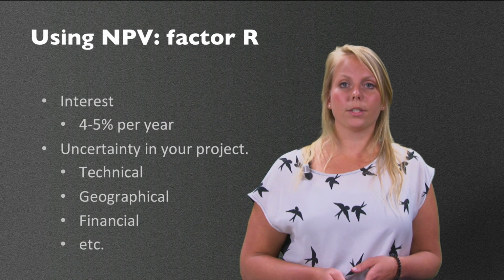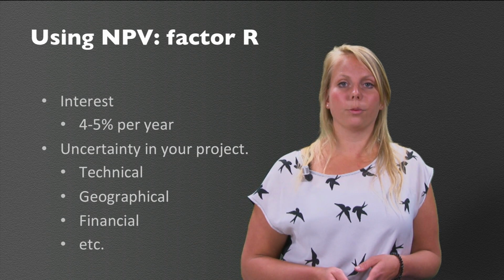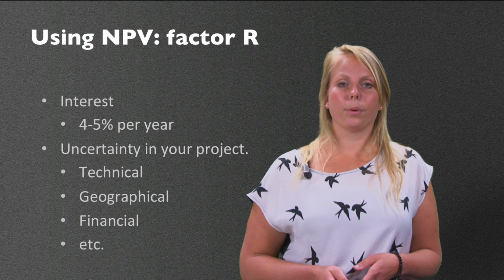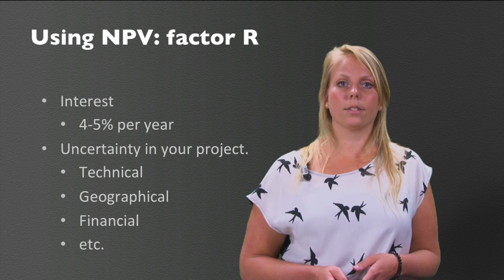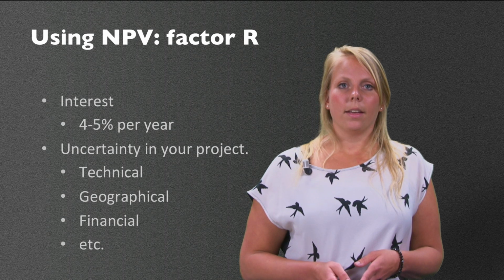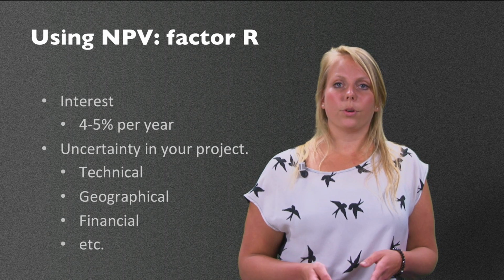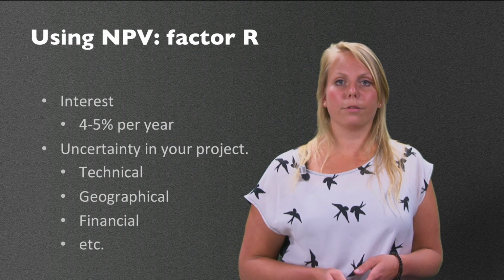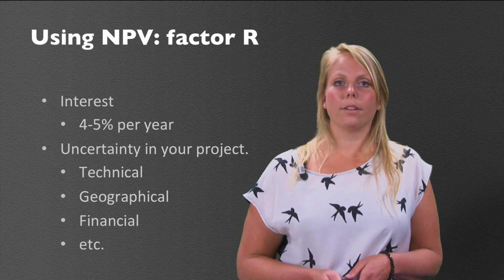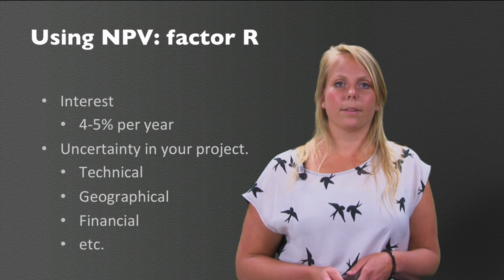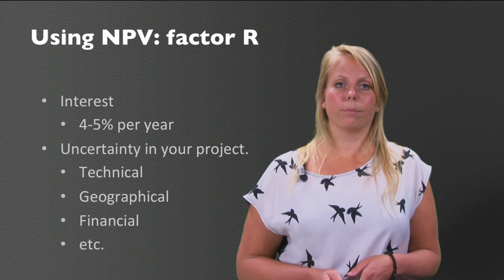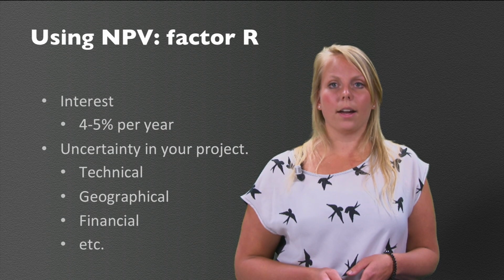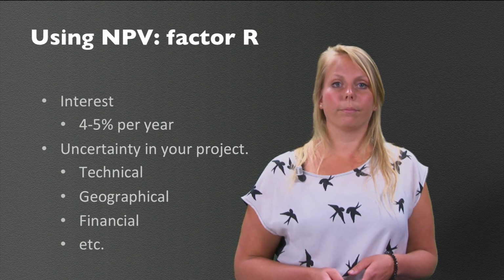It is more difficult to estimate the percentage for all the uncertainty in your project. We suggest you take a few areas of uncertainty that are present in your project. For instance, technical uncertainty, if you have to develop new technology, or geographical, for instance, when your project takes place in an area with active volcanoes. There are different kinds of uncertainties that influence the project, and they all add to the financial risk. More and larger uncertainties give more risk. You represent this higher risk by a higher value for R.